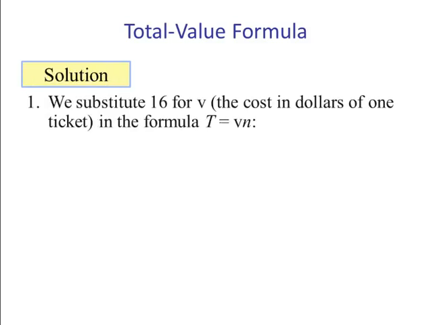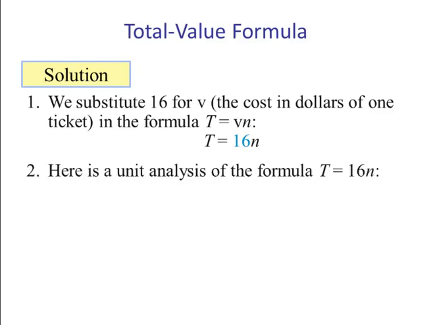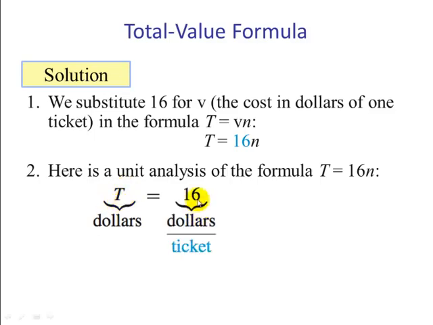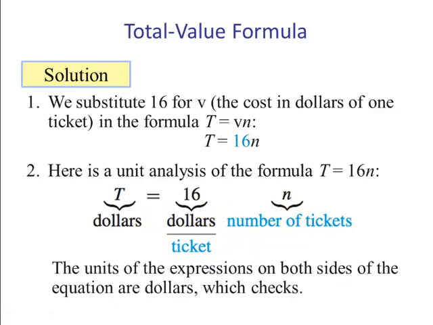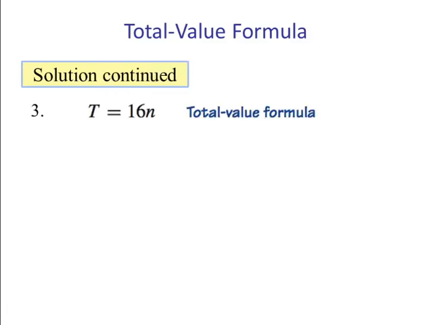We'll begin with number 1. We substitute 16 for V, the value, and then multiply that by our variable N. So our formula is T equals 16N. Number 2, to do a unit analysis, T is measured in dollars, 16 is dollars per ticket, and N is the number of tickets. So the tickets cancel, and we're left with dollars equals dollars, so the unit analysis checks. Number 3, we begin with our formula.